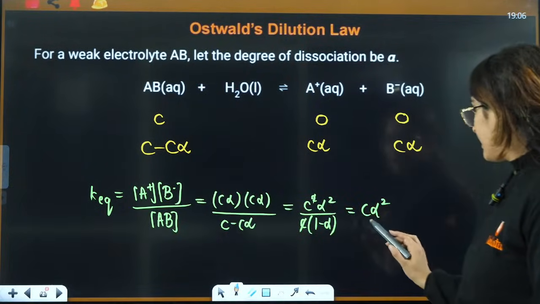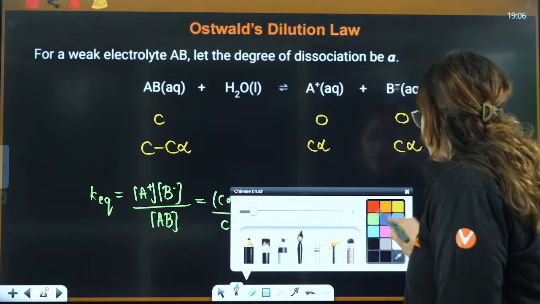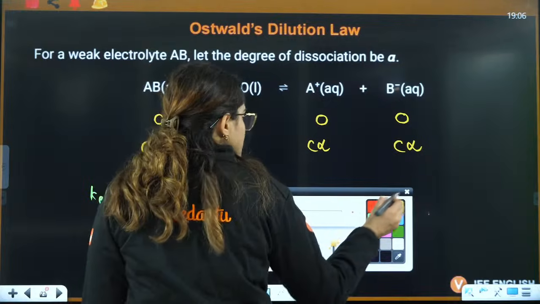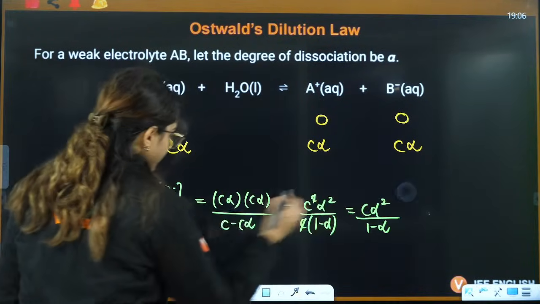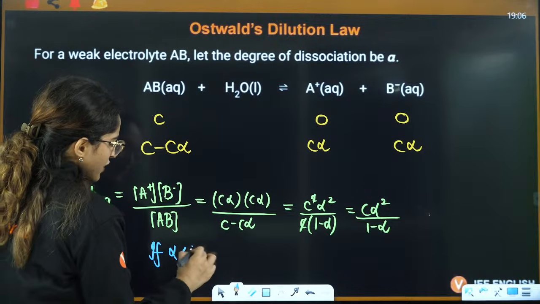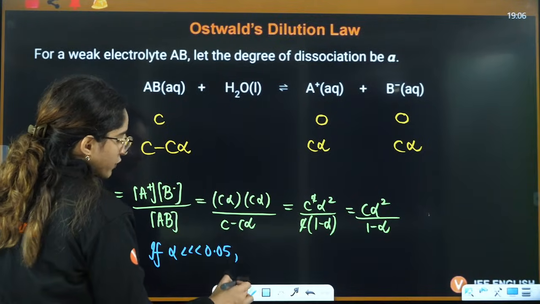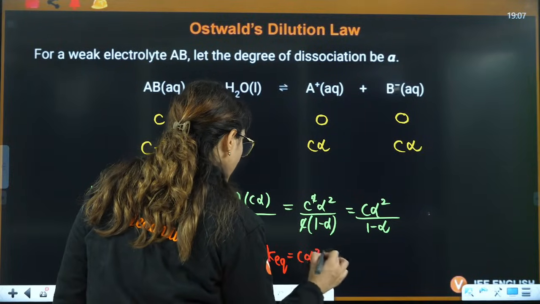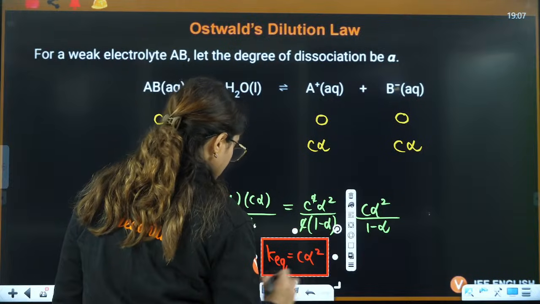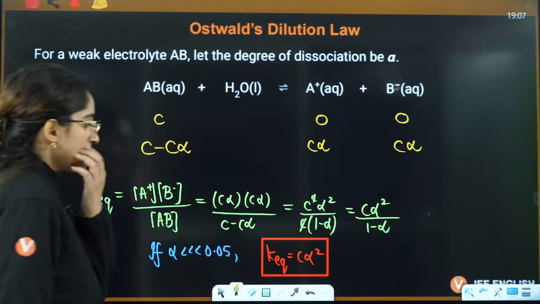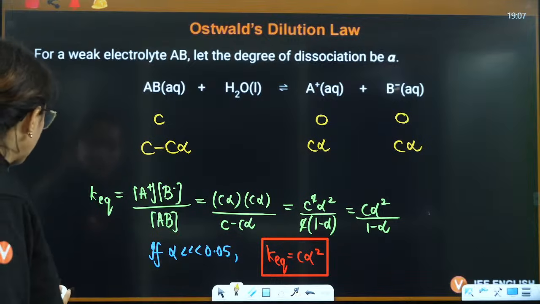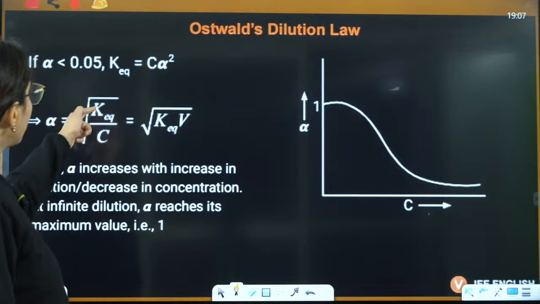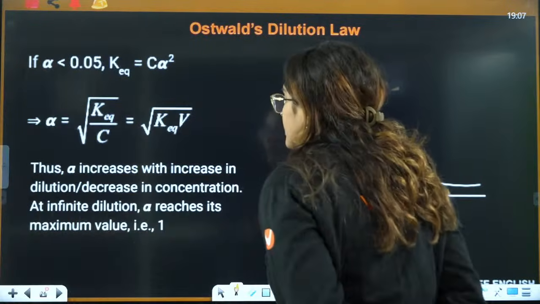Now see one thing, if I say alpha, the degree of dissociation, is very small, right? Very small dissociation is there. If alpha is very, very small, less than 0.05, then we will write that K equilibrium is equal to C alpha square. Right? This all is done. Now, from C alpha square, we know that alpha is equal to the square root of K equilibrium by C.